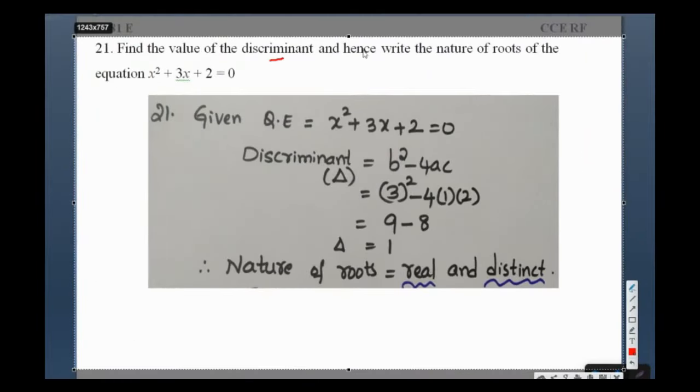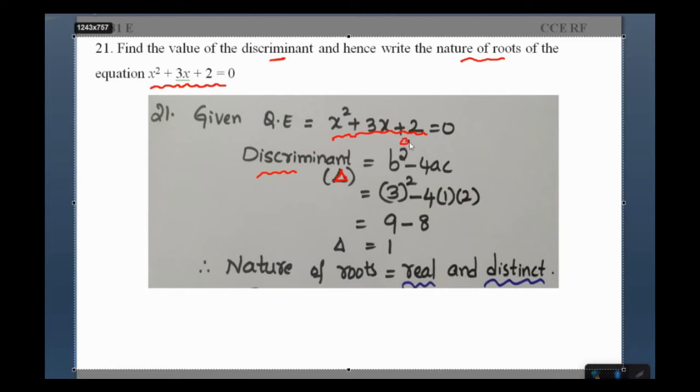Find the value of the discriminant and hence write the nature of the roots of the equation x square plus 3x plus 2. So we should find the discriminant and also say the nature of the roots of the equation. The given quadratic equation is x square plus 3x plus 2 is equal to 0. The discriminant is usually denoted with the symbol delta and is nothing but b square minus 4ac. Remember students, this is a very important question and we can expect this question for the board exam. So the discriminant is b square minus 4ac.